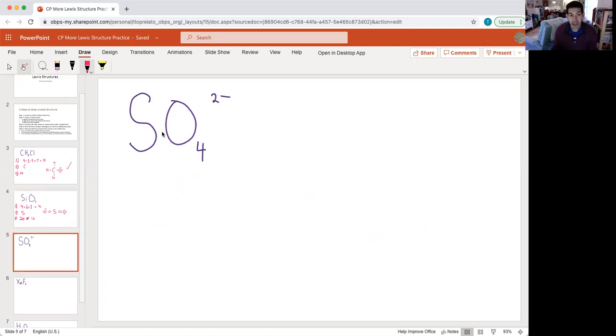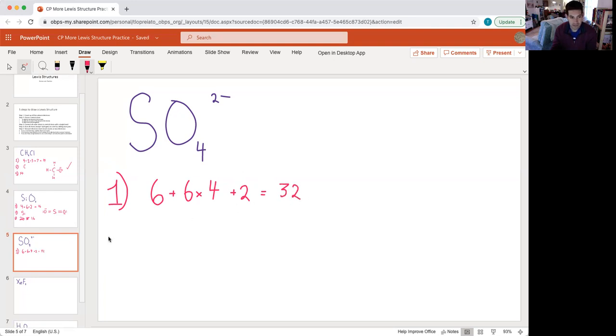Okay, SO4 2-. This is a polyatomic ion. So when we do step 1, sulfur is a group 16 element, so that's going to be 6 valence electrons. Oxygen is also group 16, so 6, but we're going to be multiplying that by 4 because there are 4 atoms of oxygen, and there are 6 valence electrons per oxygen atom. But now, because it is a 2- charge, we are going to add 2.